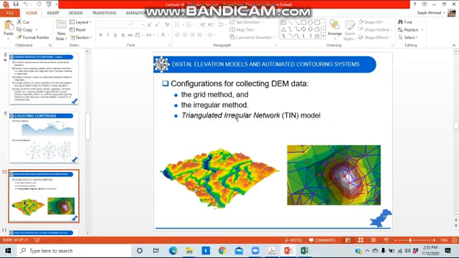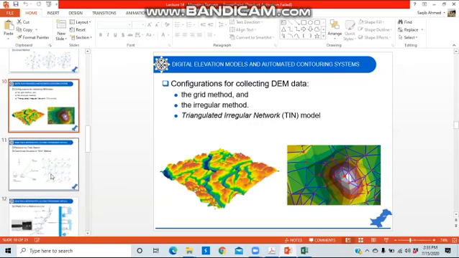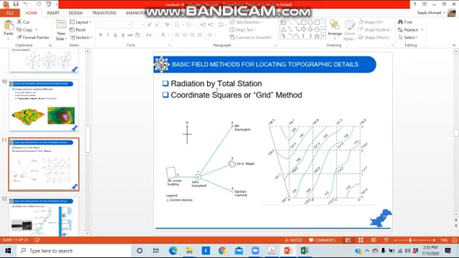Irregular method is where you yourself decide where you want to take all those readings. And this is triangulated irregular network. This is the way computers or your software build your map. The methodology that software uses to build the map is called triangulated irregular network, right? So you can go and study there.